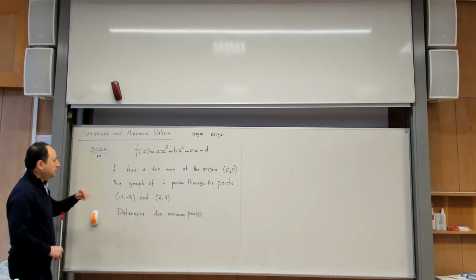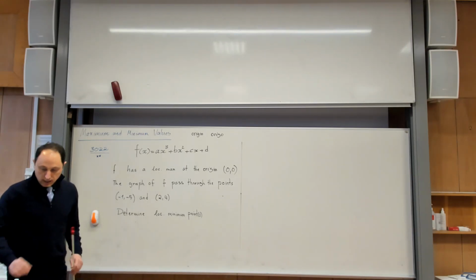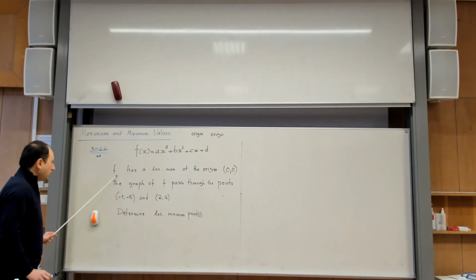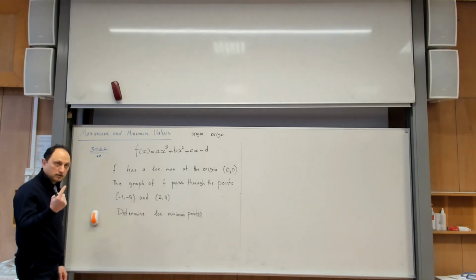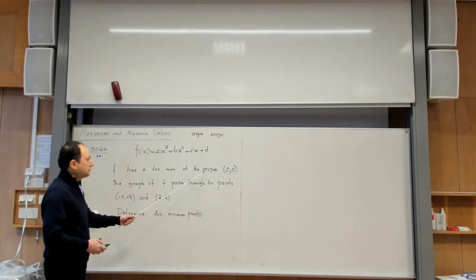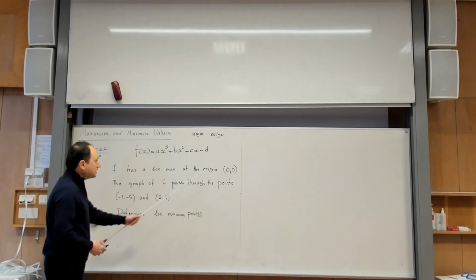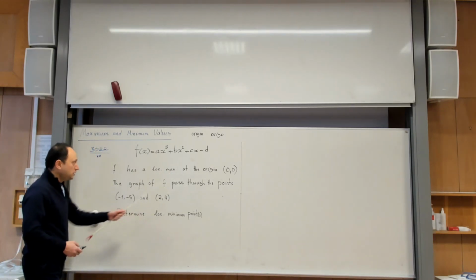Okay, but now let me start with the first constraint. By the way, this one single sentence gives you 2 equations, not 1. And this will give you the second one, the third one, and the fourth one in the end. So the first thing that I want to use, if this point is supposed to be a local maximum, it should be on the graph.